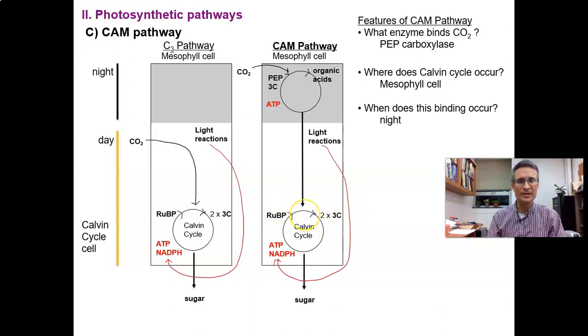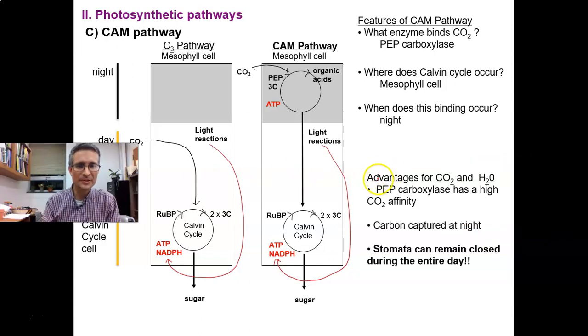What are the advantages of separating the carbon capture in time from the rest of the photosynthetic reactions, the light reactions, and that subsequent part of the Calvin cycle? Again, I'll quickly move over so we can see our advantages. The first advantage, of course, for a CAM pathway is the same advantage that we have in a C4 pathway, right? PEP carboxylase has this higher affinity for carbon dioxide than does rubisco.